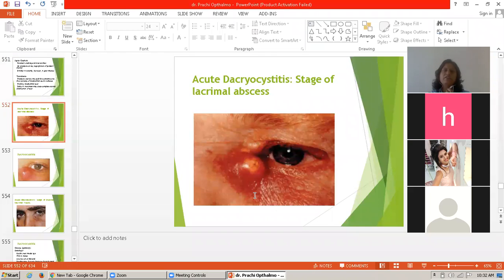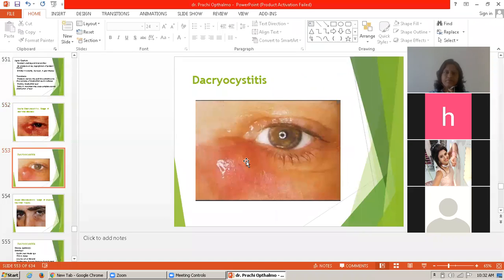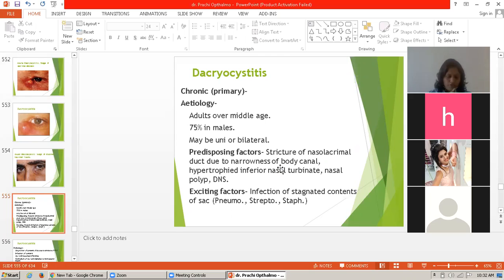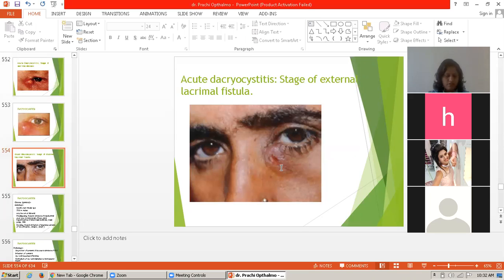So, this is the diagram of acute dacryocystitis. In that, we can see the stage of the lacrimal abscess. This is the dacryocystitis, and this is the stage of the external lacrimal fistula in acute dacryocystitis. The treatment of acute dacryocystitis consists of local hot compresses 3 to 4 times daily, broad spectrum systemic antibiotics, and topical antibiotics 4 to 6 times daily, with systemic analgesics with antacids.